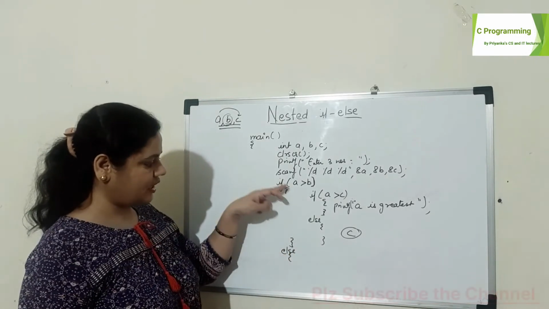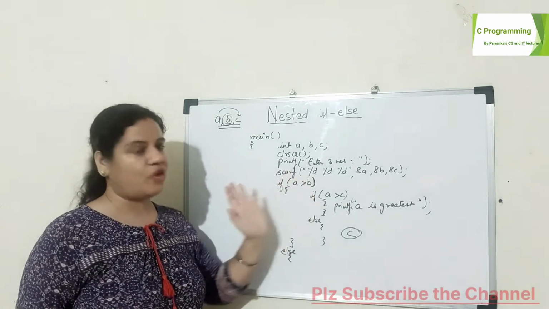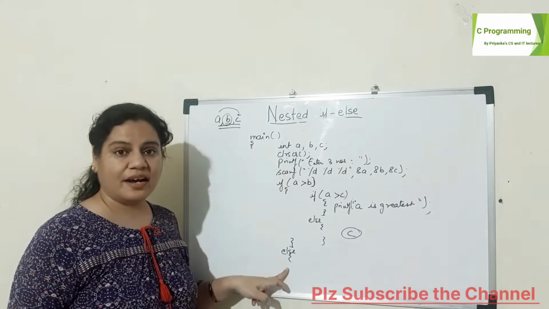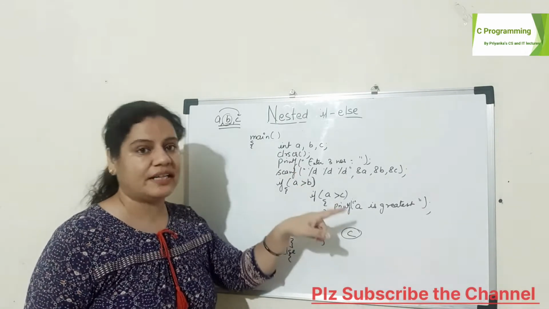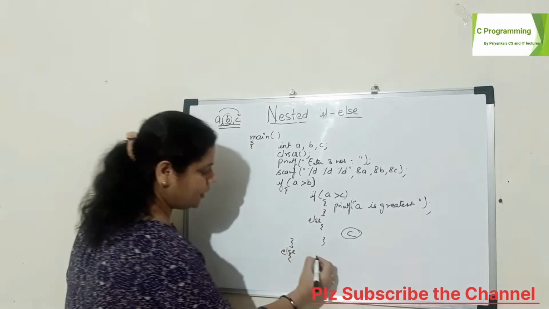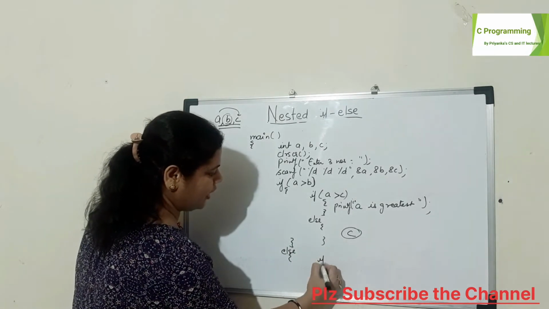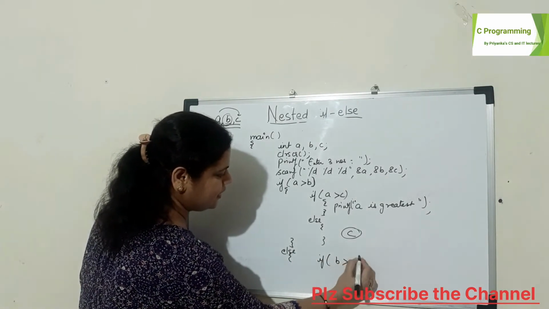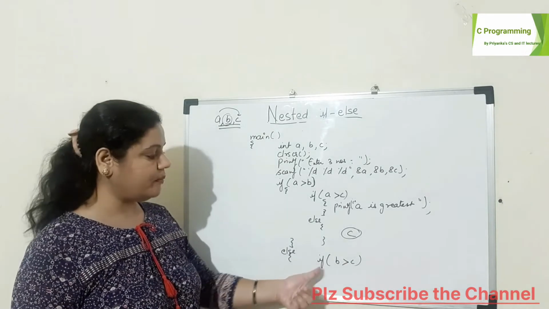In else condition, A is greater than B, it is false. So it will come into the else only when B is greater than A. Then you need to check B is greater than C. Again I need to check what? B is greater than C.